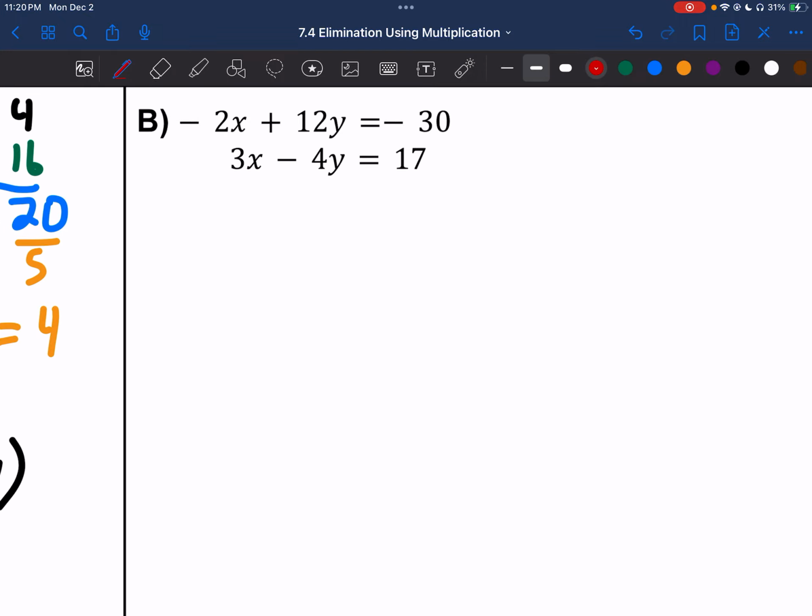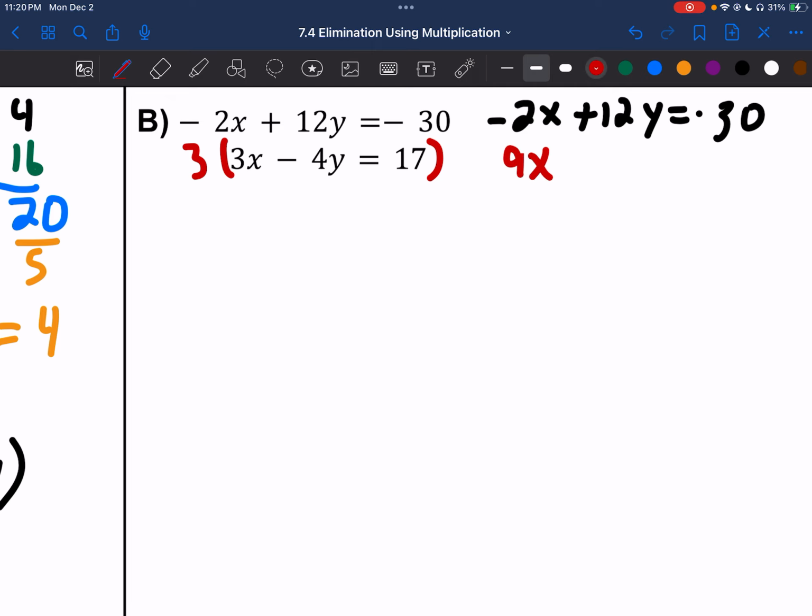Letter B. We're going to start off with looking at this, and I see my x's. I got negative 2x and 3. I would have to multiply both of those by something, but 12y and negative 4y, I see that I can multiply that by 3, and that is going to get me an equivalent equation. So my first one is still negative 2x plus 12y is equal to negative 30. My second one, when I do that multiplication, I get 9x minus 12y is equal to 51.